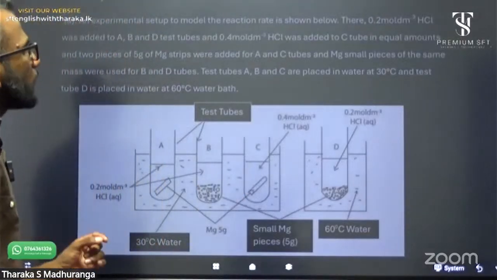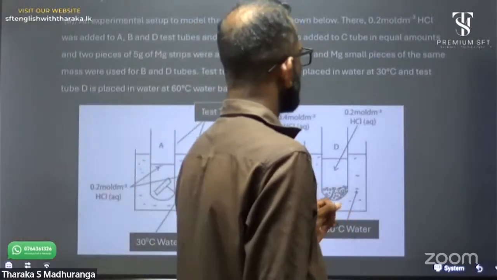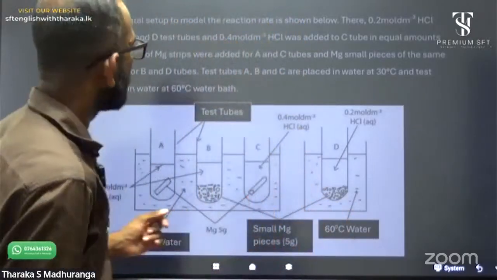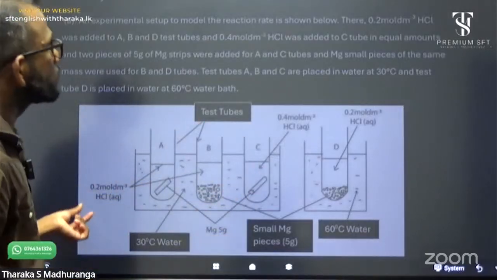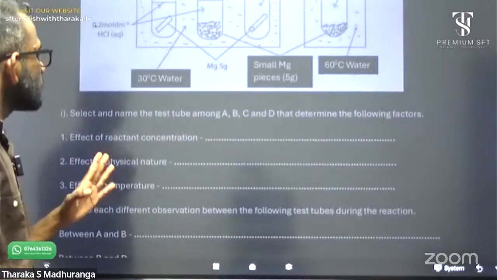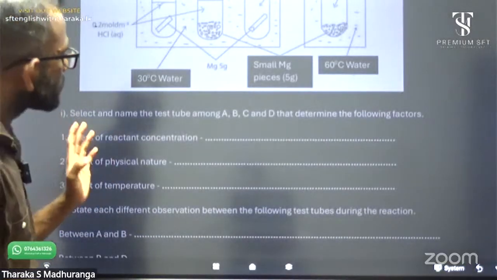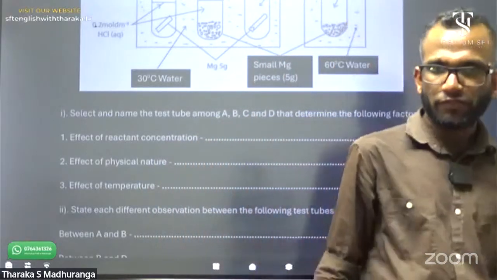Test tubes A, B and C are placed in the water container at 30 Celsius and test tube D is placed in another container with 60 Celsius water, right? Select the test tube among A, B, C and D that determines the following factors.